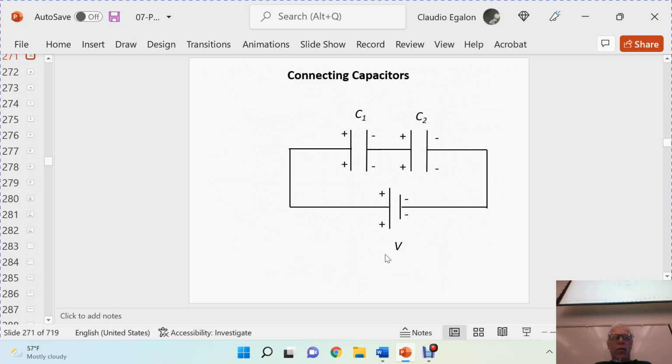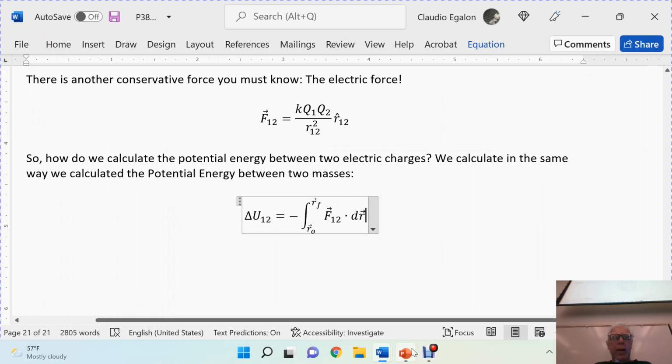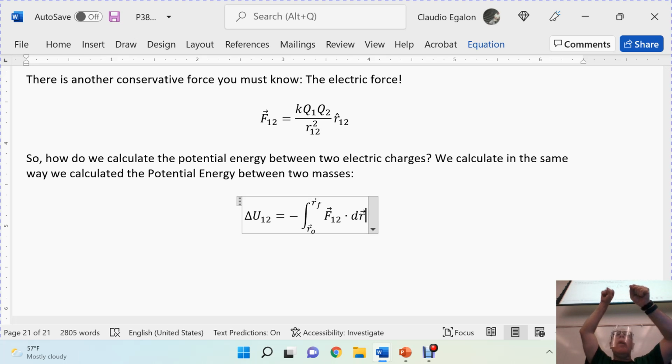Don't forget, what you see right in here is the change in potential energy. And you can calculate the change in potential energy only when one charge is moving with respect to the second one. So the change in potential energy between charge 1 and 2 is given by this integral when one of the charges moves from the initial position to a second position, okay?